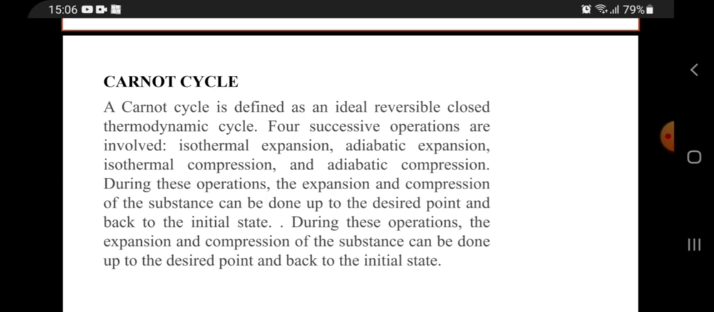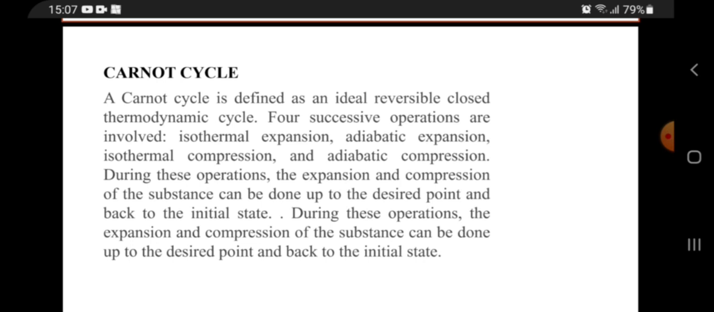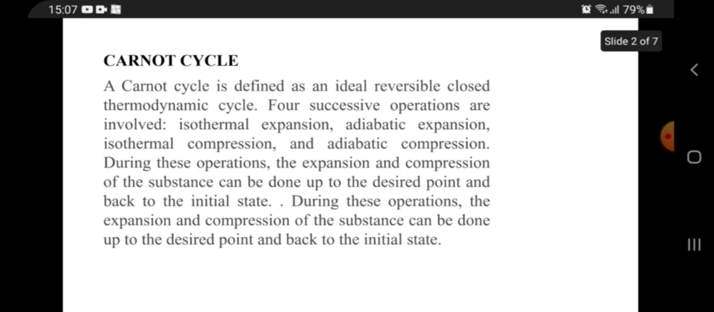four successive operations. The expansions and compressions of the substance can be done up to the desired point and back to the initial state.